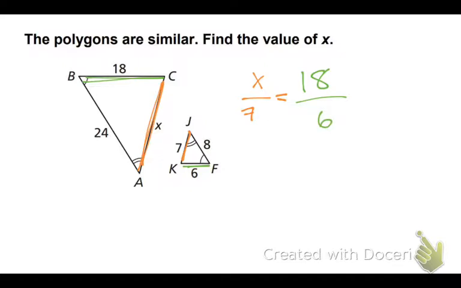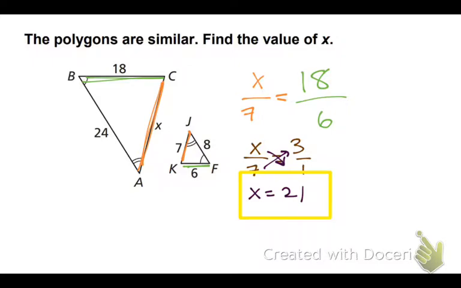You can reduce if you want to, but again, if you reduce, I'd leave it as a fraction. What does 18 over 6 reduce to? 3 over 1. So cross multiply, you would get x equals 21. Good. Sorry, we have to speed up.